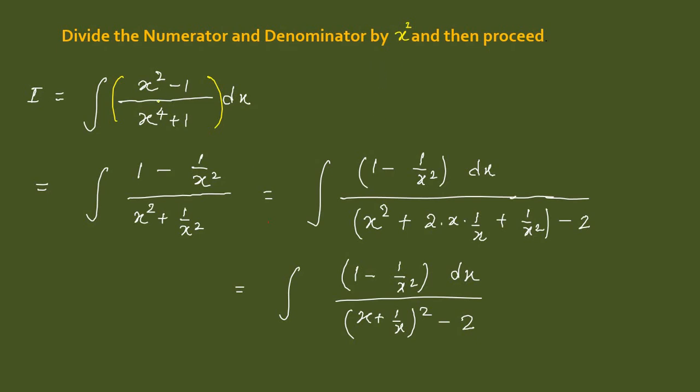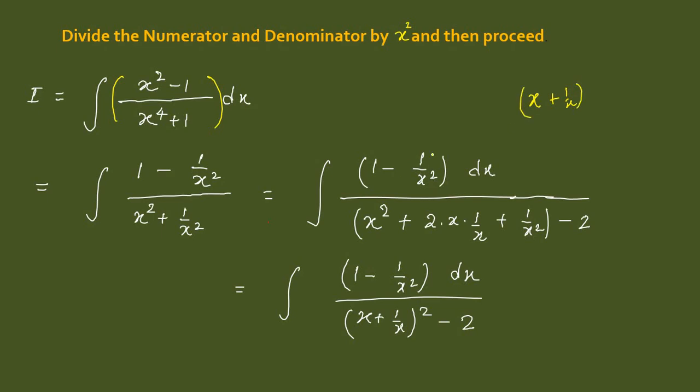So this is one of the forms, x square minus 1 over x to the power 4 plus 1, and for this we have to divide by x square. So you will get 1 minus 1 by x square, and in the denominator you will get x square plus 1 by x square. And you can see that the numerator is 1 minus 1 by x square. Now what is the function whose derivative is 1 minus 1 by x square? The derivative of x is 1, and the derivative of 1 by x is negative 1 by x square.